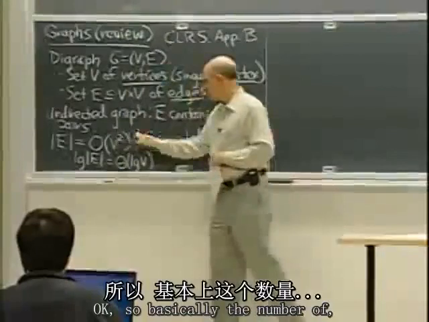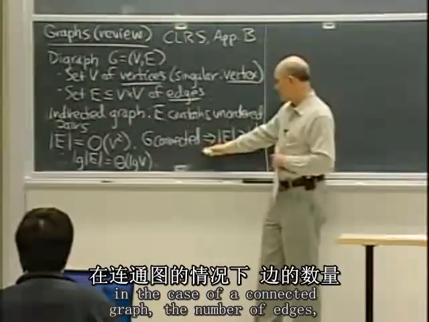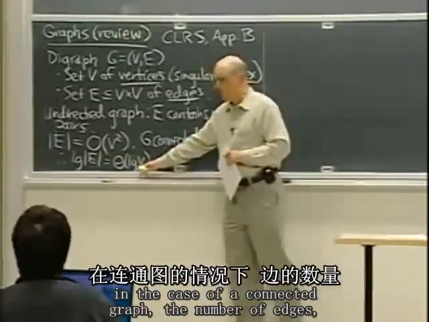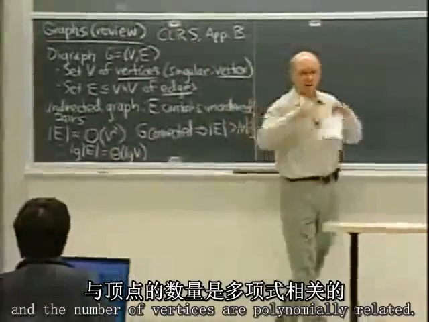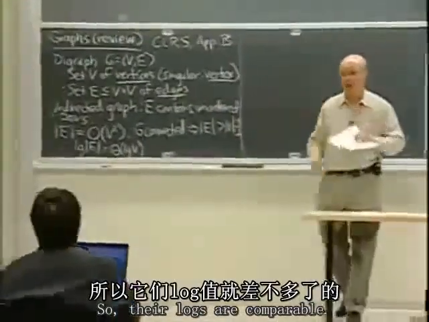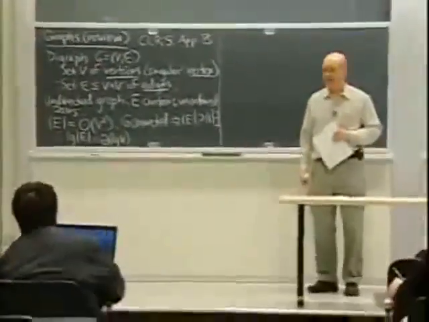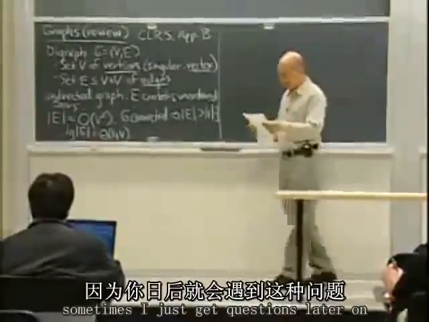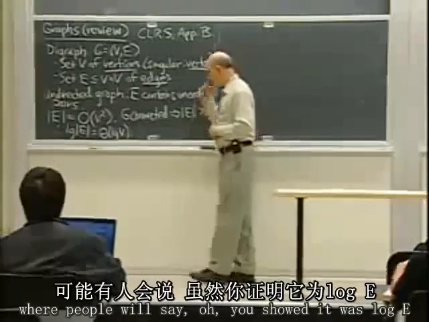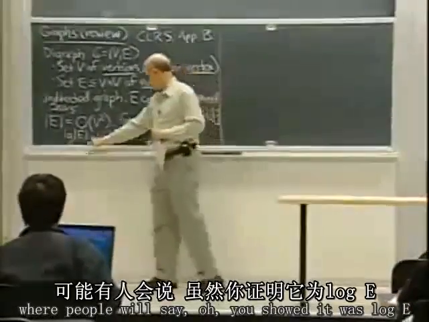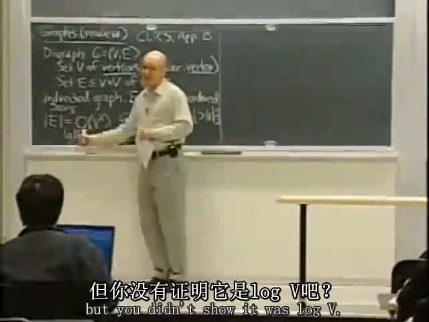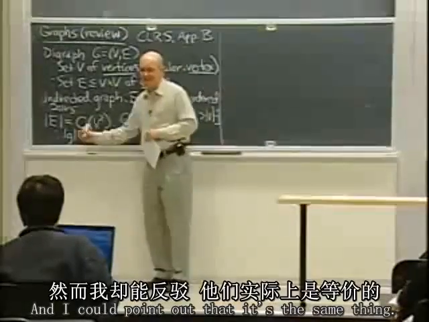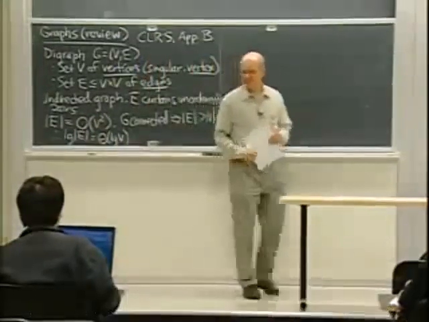Okay, so basically, in the case of a connected graph, the number of edges and the number of vertices are polynomially related, so their logs are comparable. That's helpful just to know, because sometimes I get questions later on where people will say, oh, you showed it was log E, but you didn't show it was log V. And I have to point out that it's the same thing.